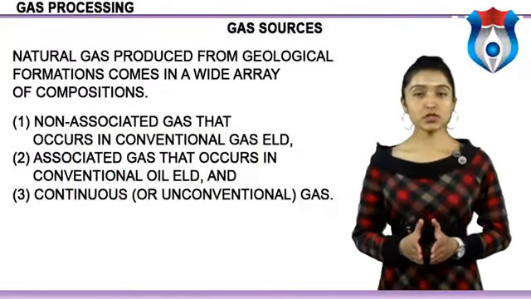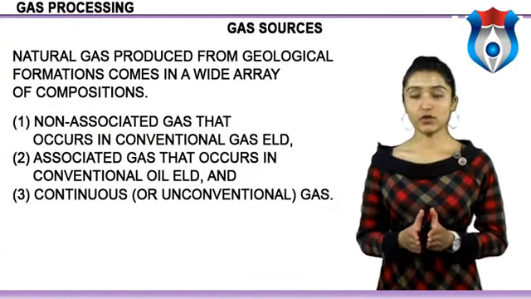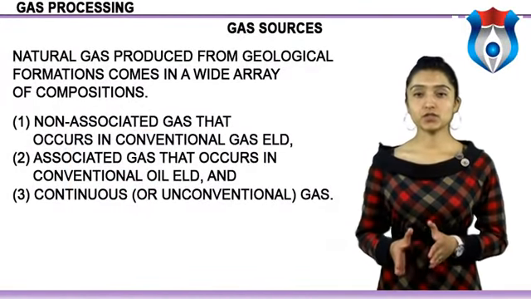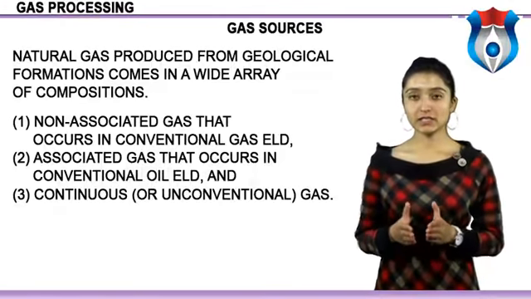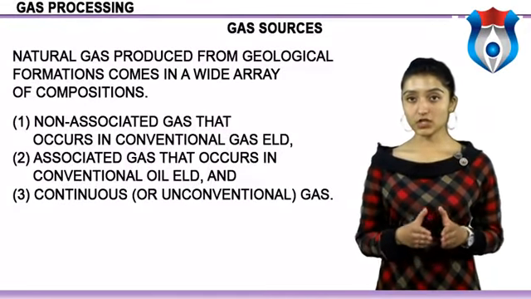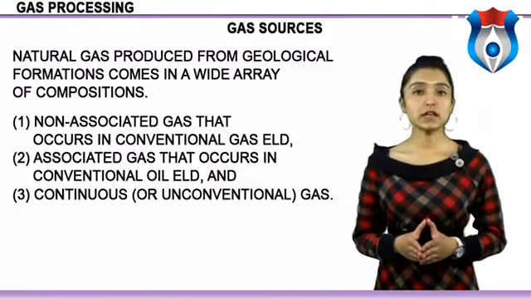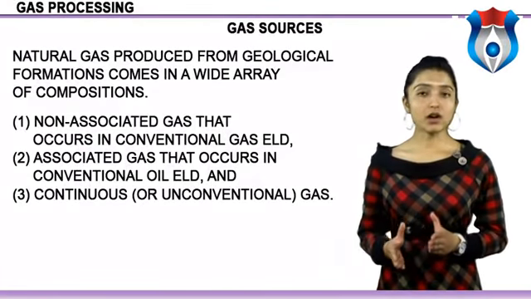Sources. Natural gas produced from geological formations comes in a wide array of compositions. The varieties of gas compositions can be broadly characterized into three distinct groups: non-associated gas that occurs in conventional gas fields, associated gas that occurs in conventional oil fields, and continuous or unconventional gas.